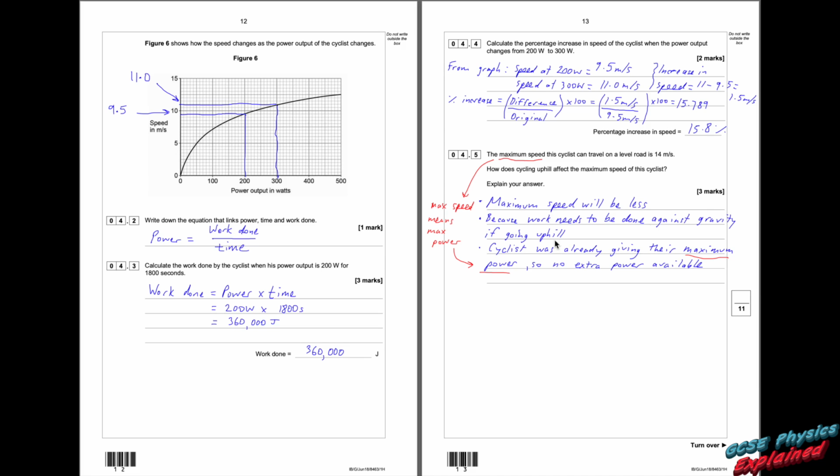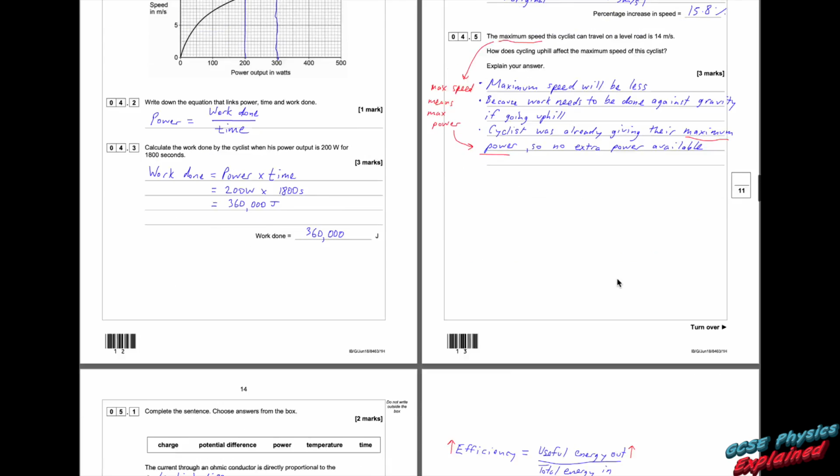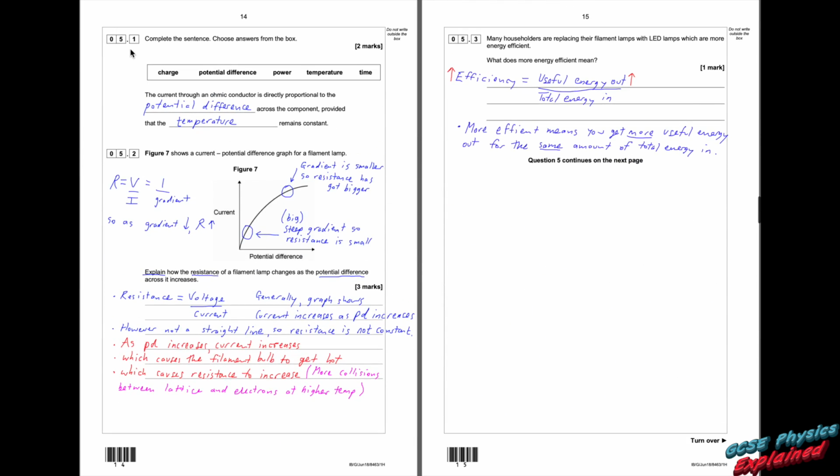And the reason for that, for your 3rd mark, is that the cyclist was already given their maximum power, so there's no extra power available when they're going up the hill in order to maintain their original speed. Question 5. Complete the sentence. Choose answers from the box. The current through an ohmic conductor is directly proportional to the potential difference, or the voltage, across the component, provided that the temperature remains constant.